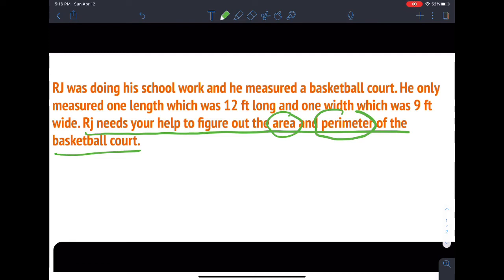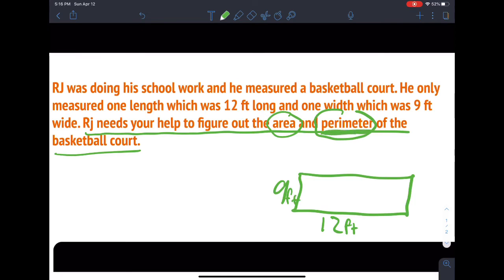So let's draw the basketball court again. Draw a basketball court to help them out. We know that it is 12 feet wide and 9 feet long, right? Let's solve for perimeter first, because I feel like you guys might like that one a little bit better. Remember, perimeter is to add all sides. Now, you're probably looking at our picture, we don't have all the sides, but remember, you do. Even though he only measured one length and one width, we know that a basketball court looks like a rectangle, right? So that's why you draw a picture.